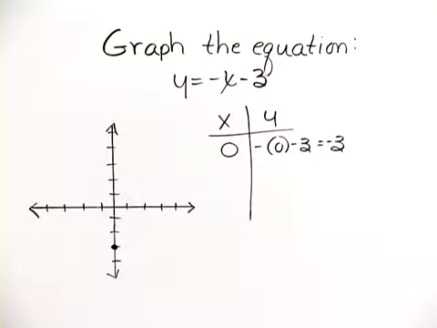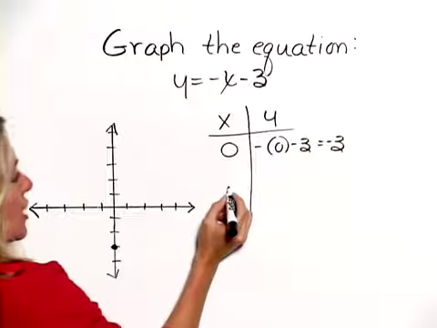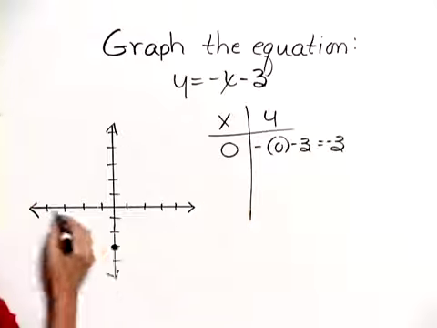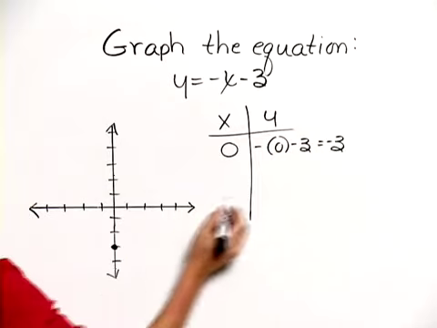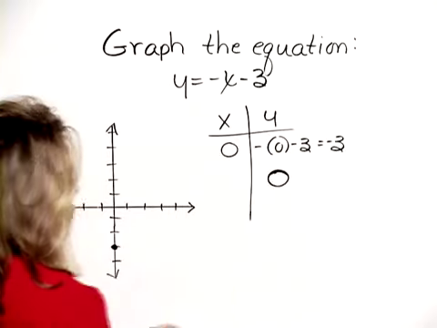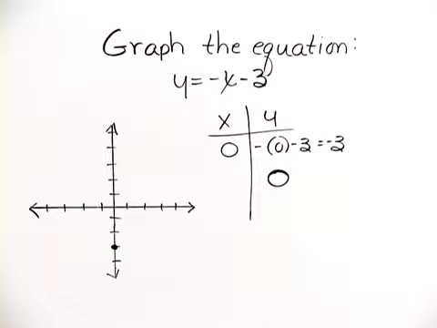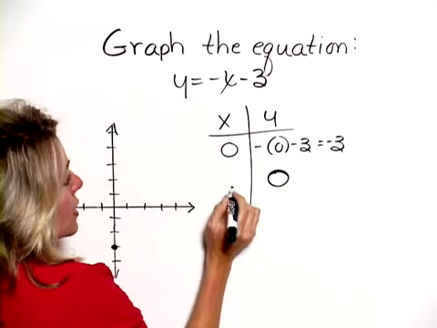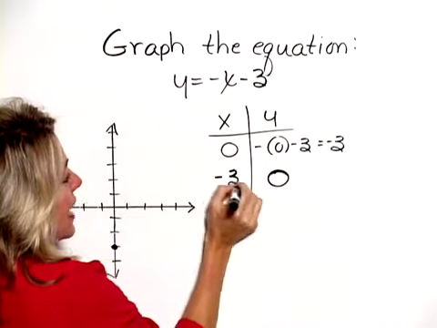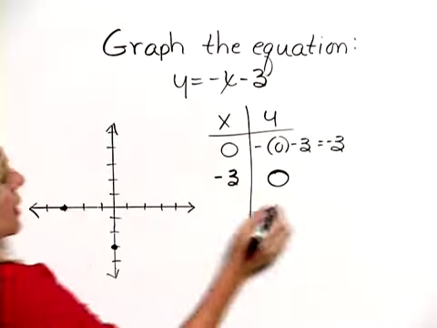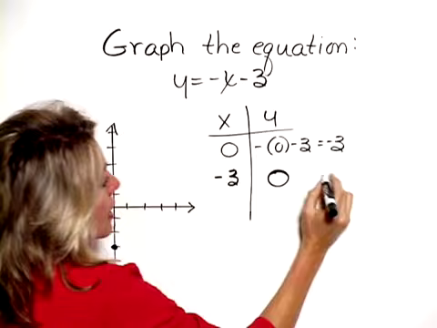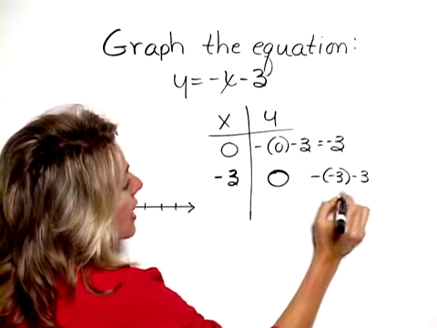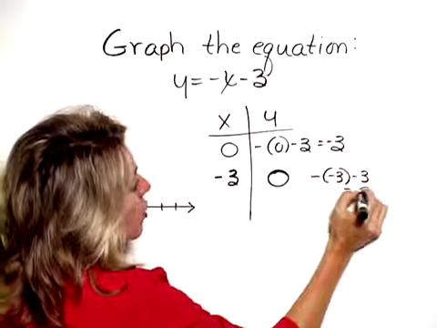Now, we want to look for an x value, the number on the x-axis when y is equal to 0, and that would be our x-intercept. So when y is equal to 0, x would then be equal to negative 3, because negative 3 for x gives us 3 minus 3, or 0.